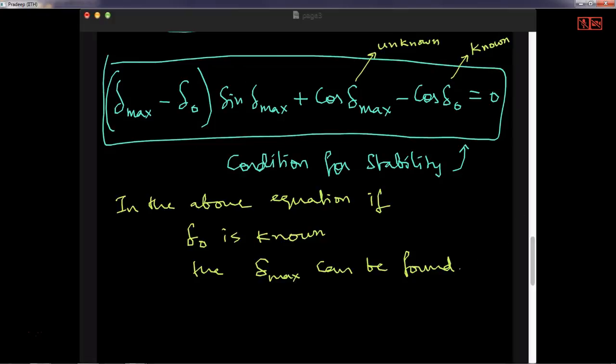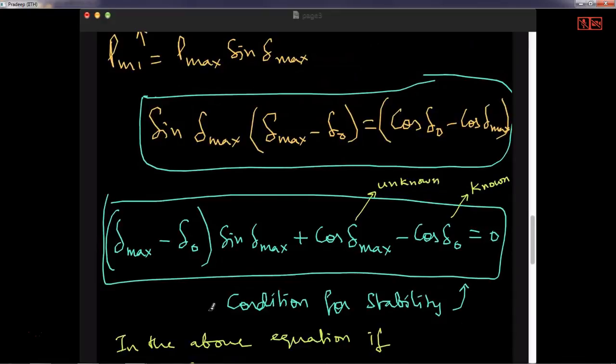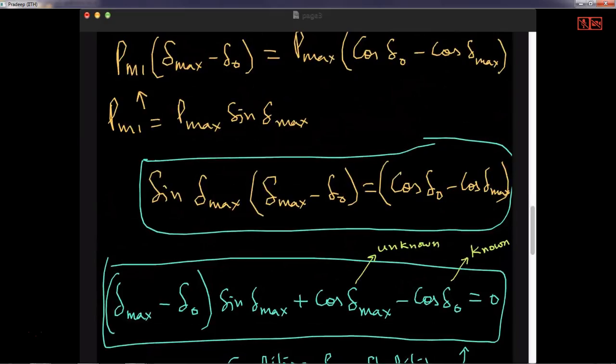Okay, so there is a doubt. Isn't Pm1 nothing but P max sine delta 1? Let me just check it. I'll just come back. I think there is an issue with the notation. Let me just check it and come back.